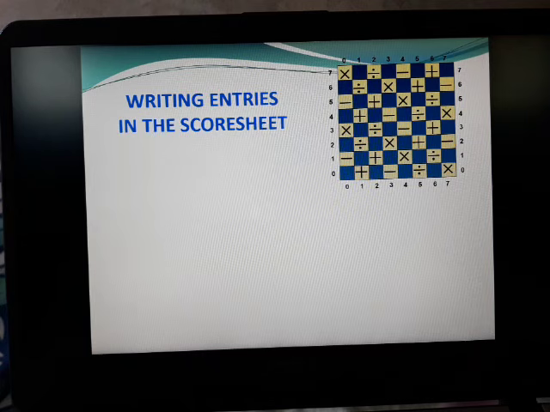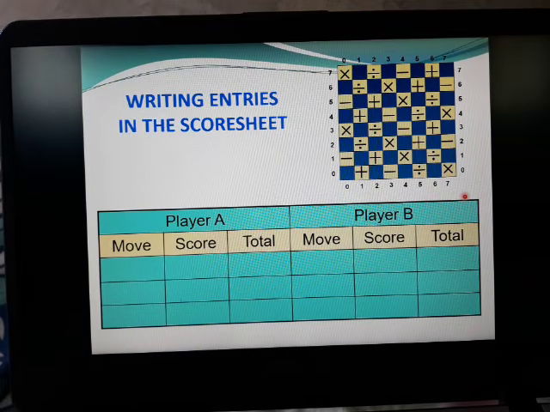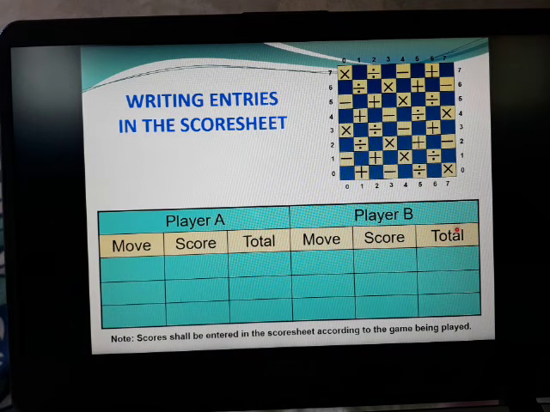So let us study the writing of entries in the score sheet. How do we write the entries in the score sheet? So this is the score sheet. We have player A, player B, and then we have the columns for move, score, and then total. Scores shall be entered in the score sheet according to the game being played.